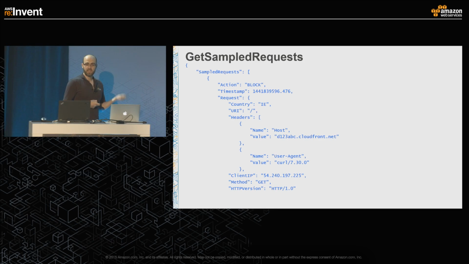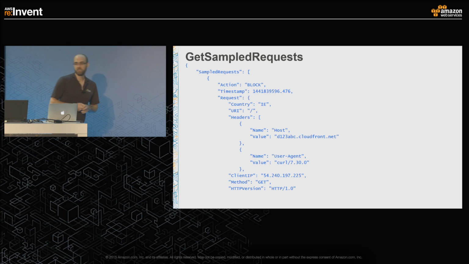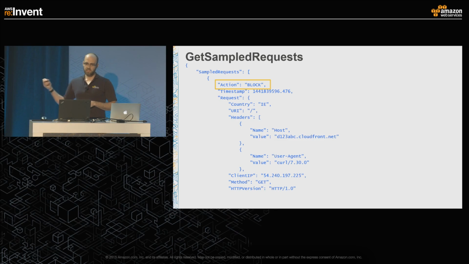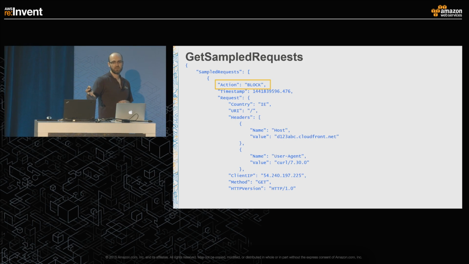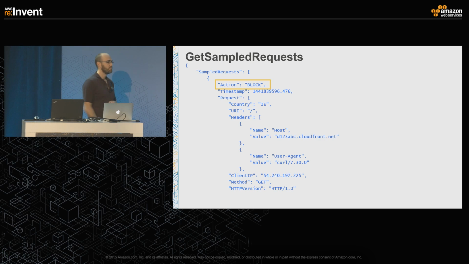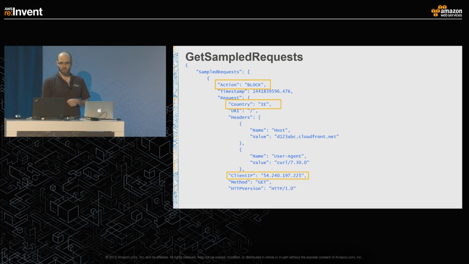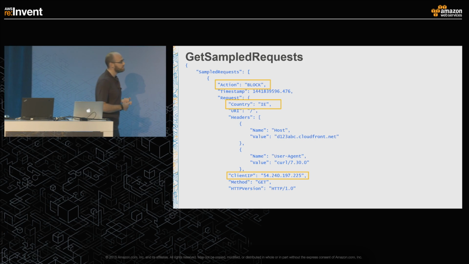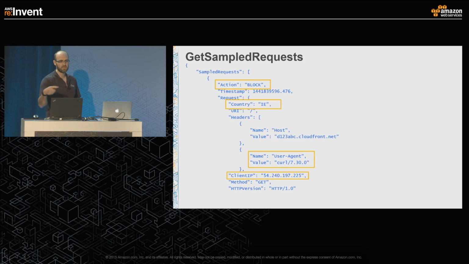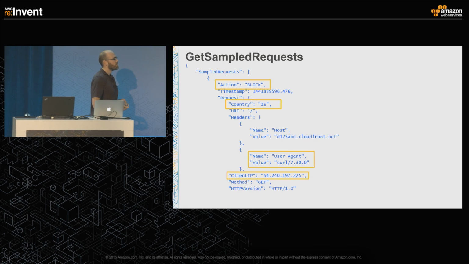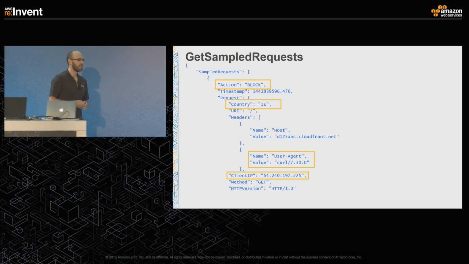And an example here of GetSampledRequests, which are available through the API as well. Each sampled request shows you the action the WAF took, and this is coming through the AWS CLI, so it's in a JSON parsable format. We also give you the origin country and the connecting client IP address there. And then you can see some examples of the header information. In this case, we've got a user agent that says it's using curl version 7.3, which is probably pretty suspicious. That's a command line tool and not a regular browser.